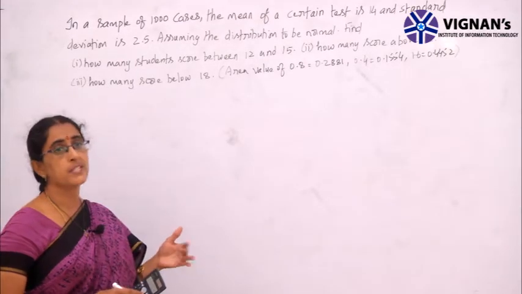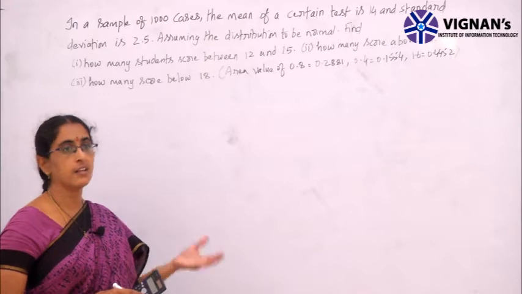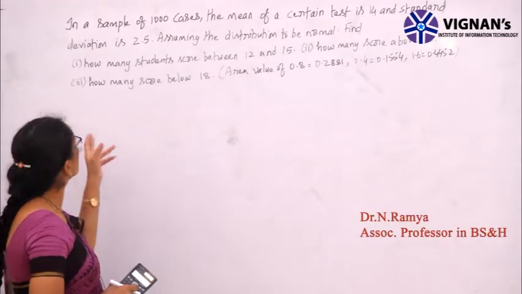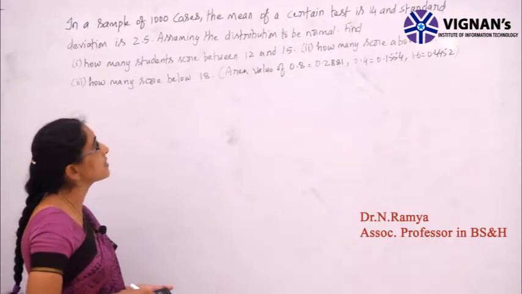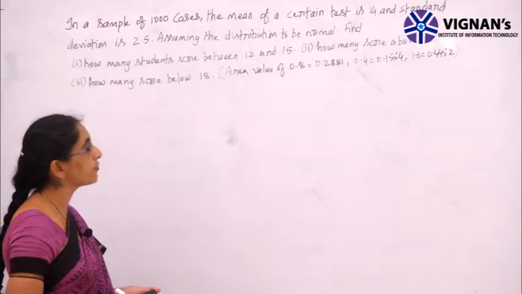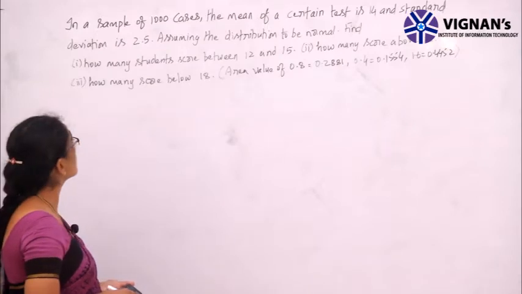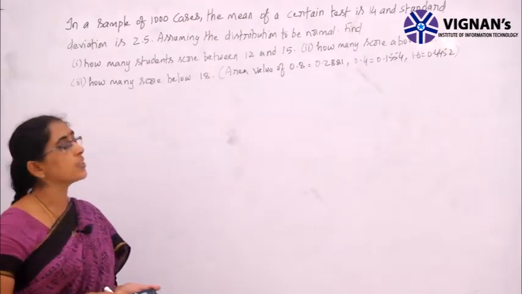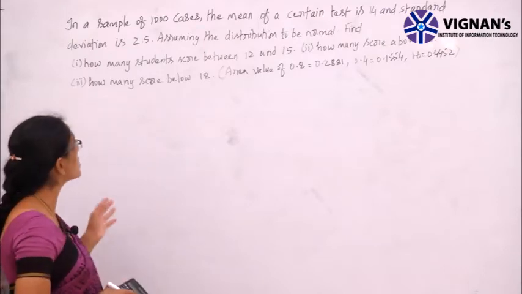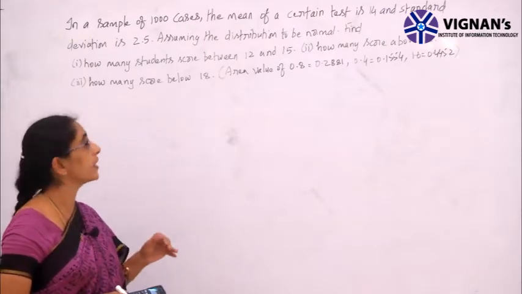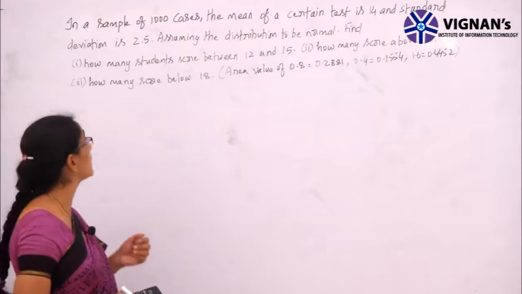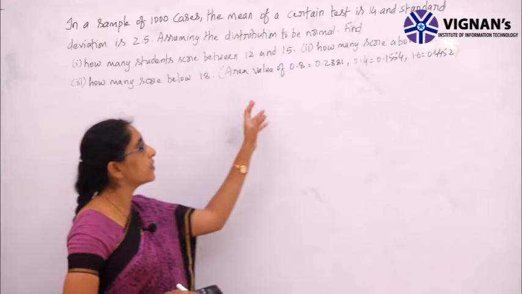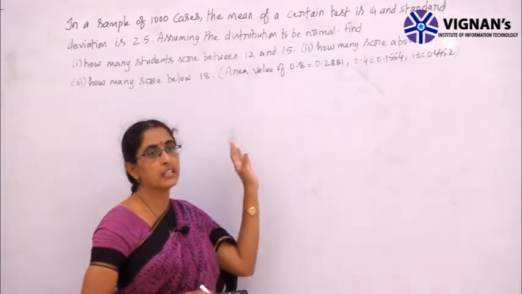We have seen the problems in the previous class in the slide here. But let us solve the problems on the board. In a sample of 1000 cases, the mean of a certain test is 14 and the standard deviation is 2.5. Assuming the distribution to be normal, find how many students score between 12 and 15, how many score above 18 and how many score below 18, right? And the table values are also mentioned in the question itself.